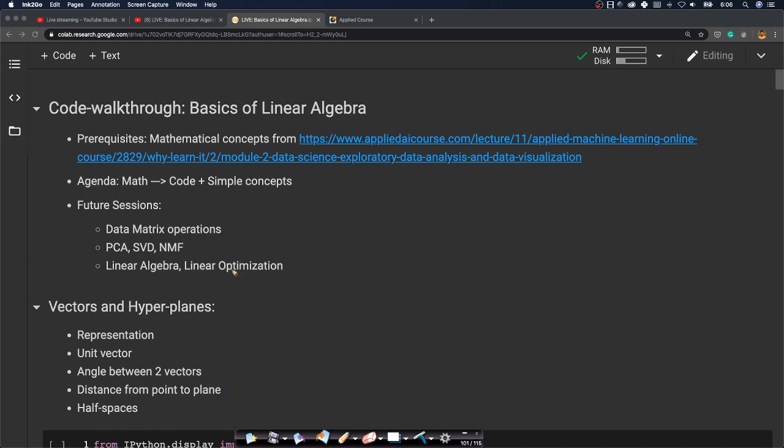Let me list down the scope of today's session. This session is called Basics of Linear Algebra, because it's impossible to cover a lot of concepts in linear algebra in just one session. That's why even in our course videos, we broke it up and taught various aspects of linear algebra at various points in the course.